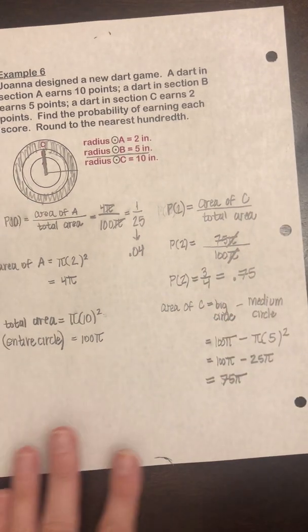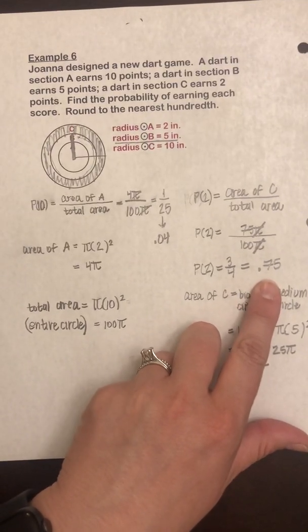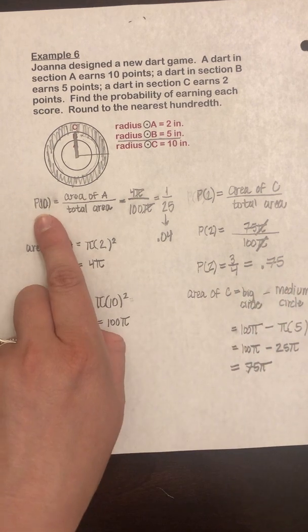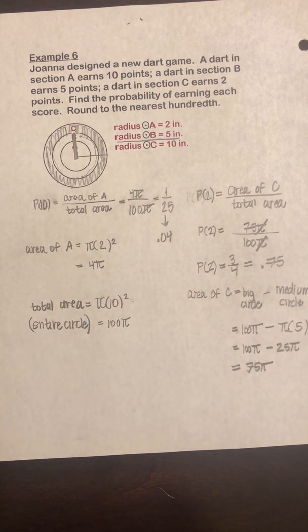So if you were trying to earn 2 points, you have a 75% chance of getting it. If you were trying to earn 10 points, you only have a 4% chance of getting it. It would be much harder for you to get it right in the middle. Okay, hopefully you feel pretty good about that lesson.